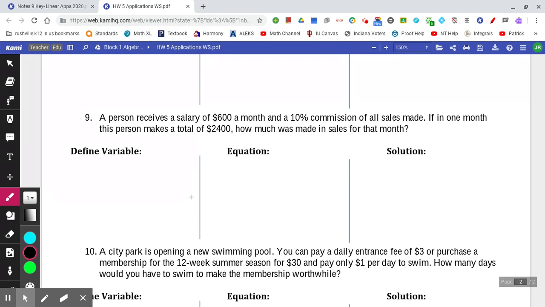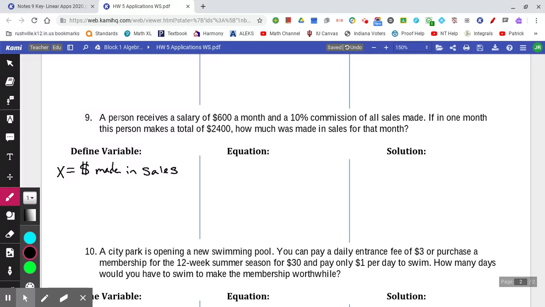Question number 9 says a person receives a salary of $600 a month and a commission of 10% on all sales made. If in 1 month this person makes a total of $2,400, how much was made in sales for that month? So reading through this, here's my question. How much was made in sales for that month? That's what we don't know. So I'm going to let X represent how much was made in sales for that month.